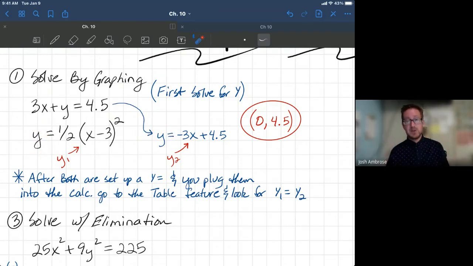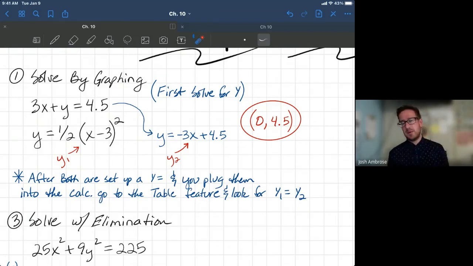Okay? Plug those into the graphing calculator. Then follow this note right here. After both are set up for y equals, plug them in. Graph it. Then go to the table feature. How do you get there? Push second, then the graph button, and that'll get you to the table feature. Look for where y1 is equal to y2. That means this is where they cross paths. Now, they will actually only cross paths once.